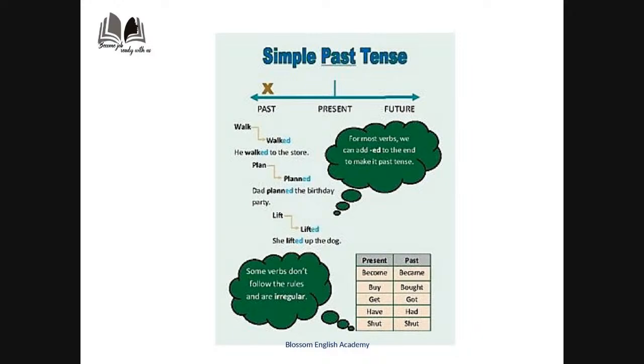For example, become. If you add an ed, it would become becomed, which is wrong. That is not the past form of the verb. It would be became. And for buy, it is bought. For get, got; have, had; and for shut, it is shut. And I've seen a lot of people adding ed to shut, hurt, cut, put, which are all wrong. The past form of shut is shut.